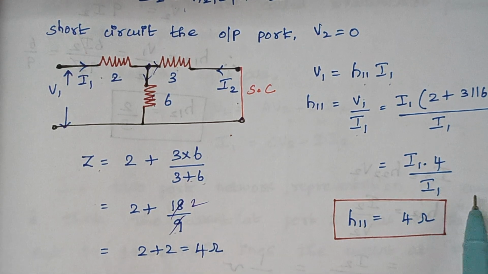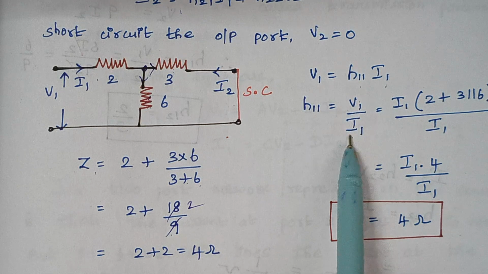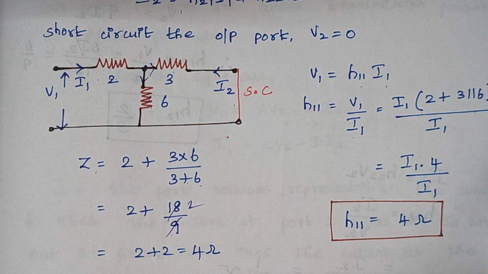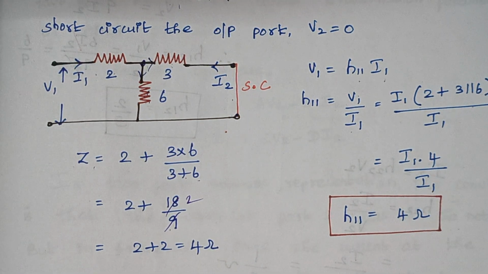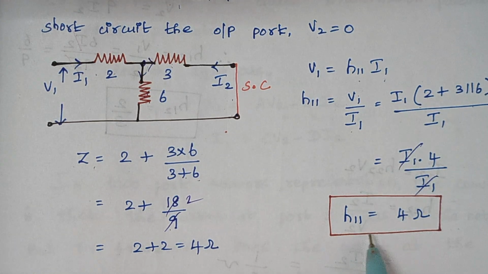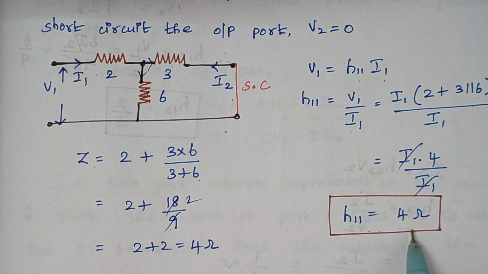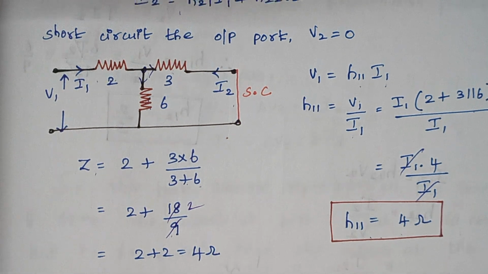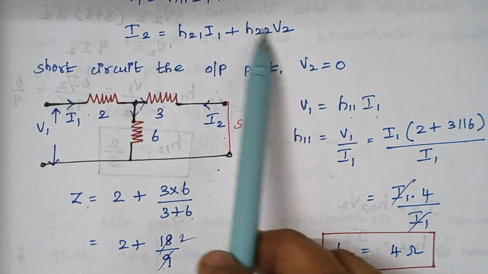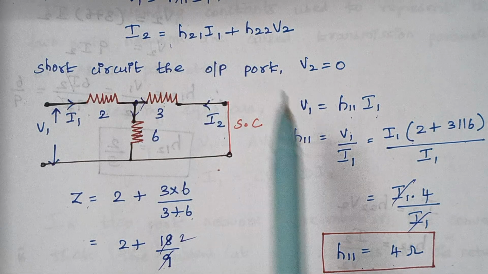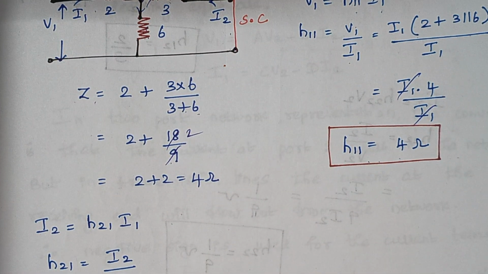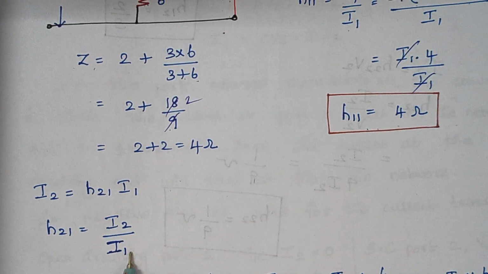Now you see H11 is V1 by I1, and what is the value of V1? V1 is nothing but I1 into the impedance. What is the value of impedance? It is 4. So I1 into 4 divided by I1. So finally H11 is given by 4 ohms. Now, just look at this equation. When V2 is made 0, we can calculate H21. Therefore, I2 is equal to H21 I1, and now H21 is I2 by I1.